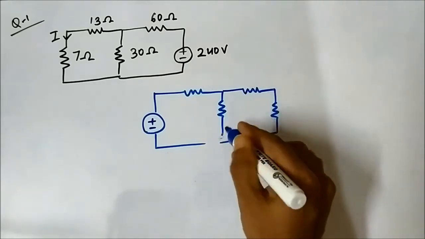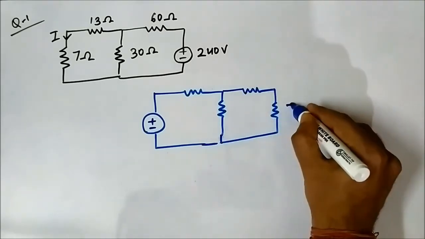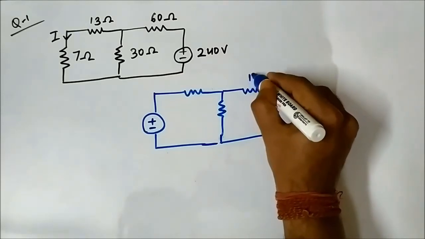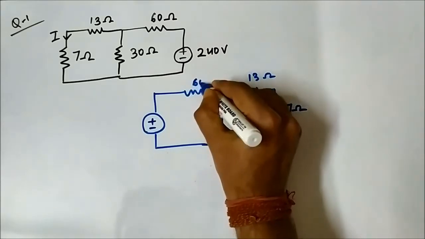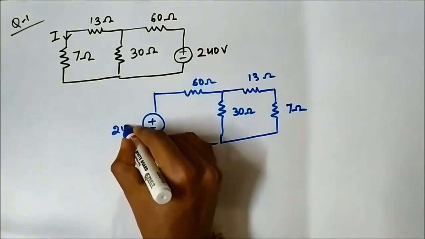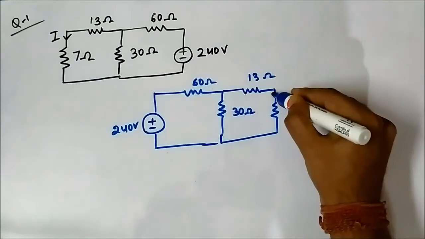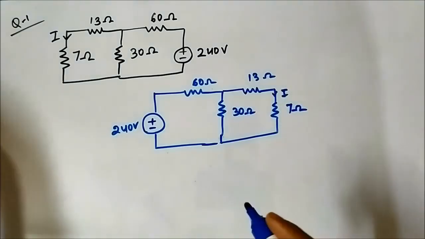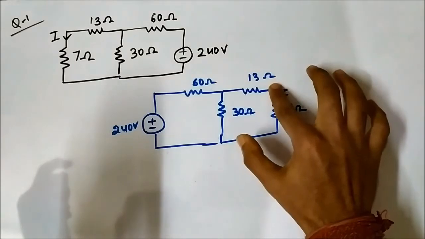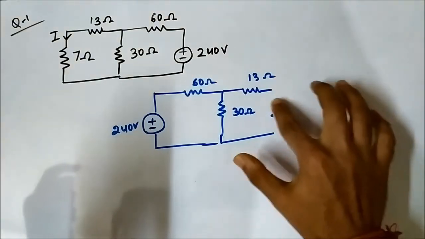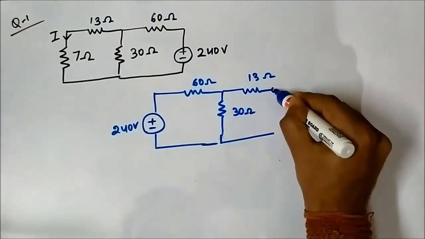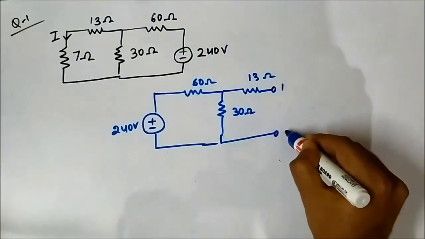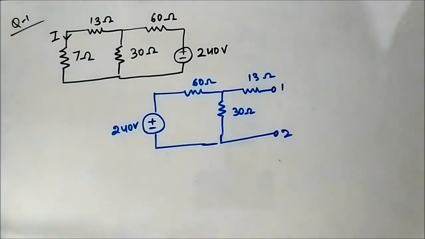Okay, this is 7 ohm, this is 13 ohm, this is 30 ohm, this is 60 ohm, this is 240 volt. So it has been asked to find this current. So what we will do, we will first remove this resistor. First step, just remove the resistor. Open the terminals, name them 1 and 2, A or B, whatever, X, Y, whatever you want to name.